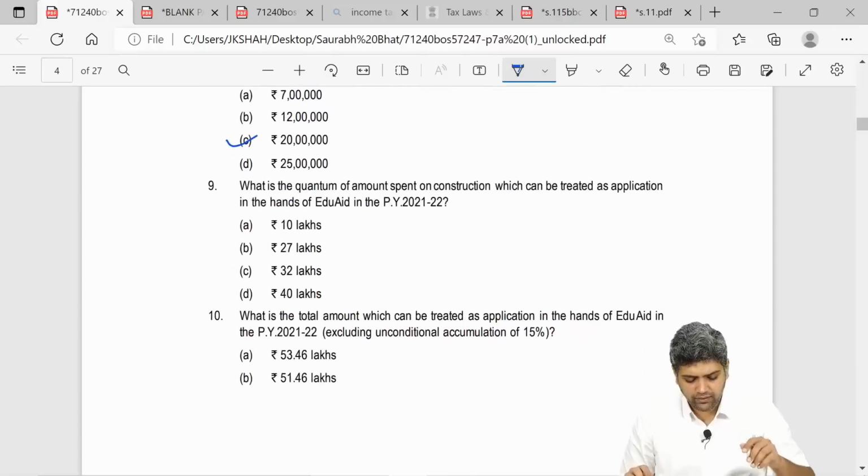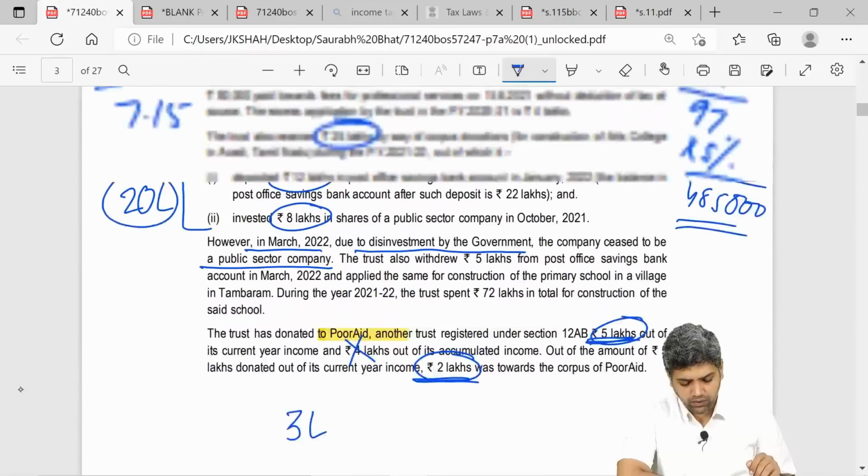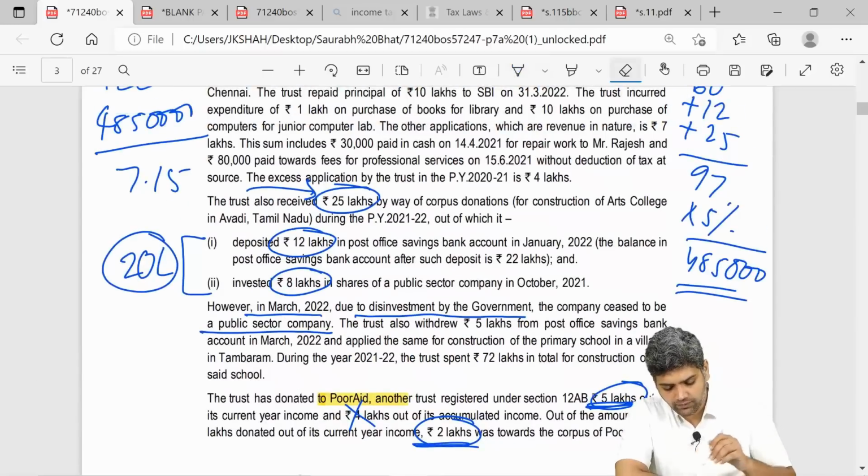I hope again that is clear. Next one, question number 9. What is the quantum of amount spent on construction which can be treated as application in the hands of EduAid in previous year 21-22? Now, what is the amount spent on construction?